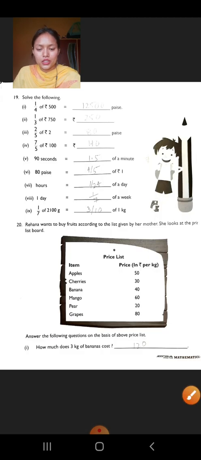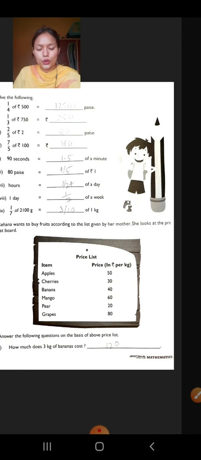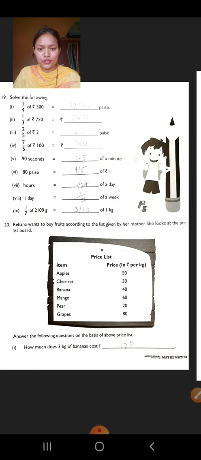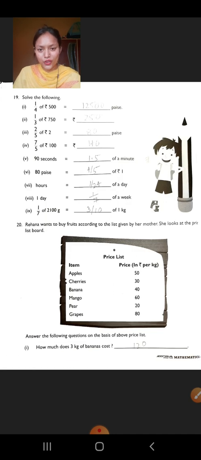Now this one, question number 19, you will do yourself, and if you have any doubt, you can ask me in the online classes or you can personally contact me. And 21, you can try yourself. Question numbers 19 and 20, you have to do yourself.